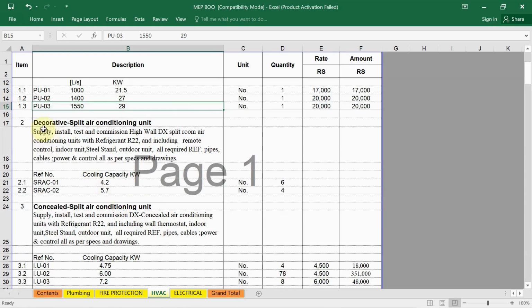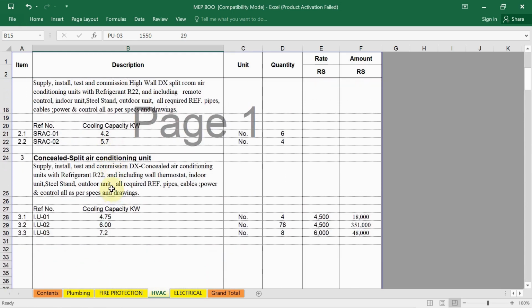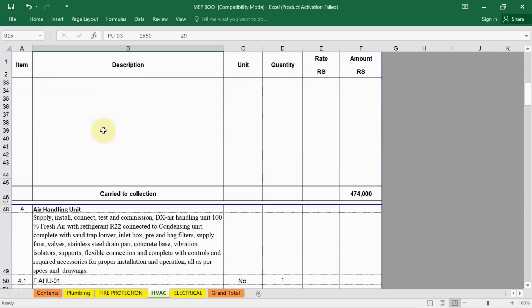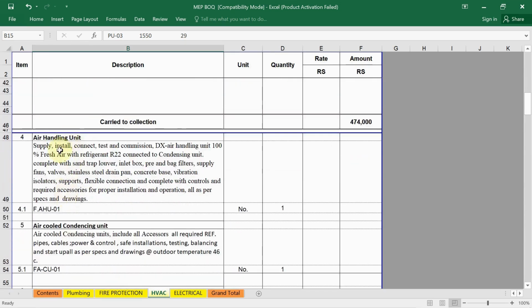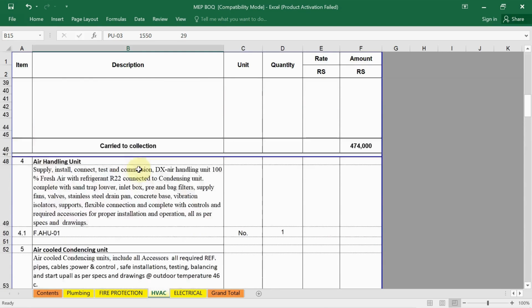Let's say you are using a split air conditioning unit in your project; we need its clear and detailed description. If you are using a concealed type of split unit, we need its details. If you are using an air handling unit or an exhaust air centrifugal inline fan in your project, we need the details.